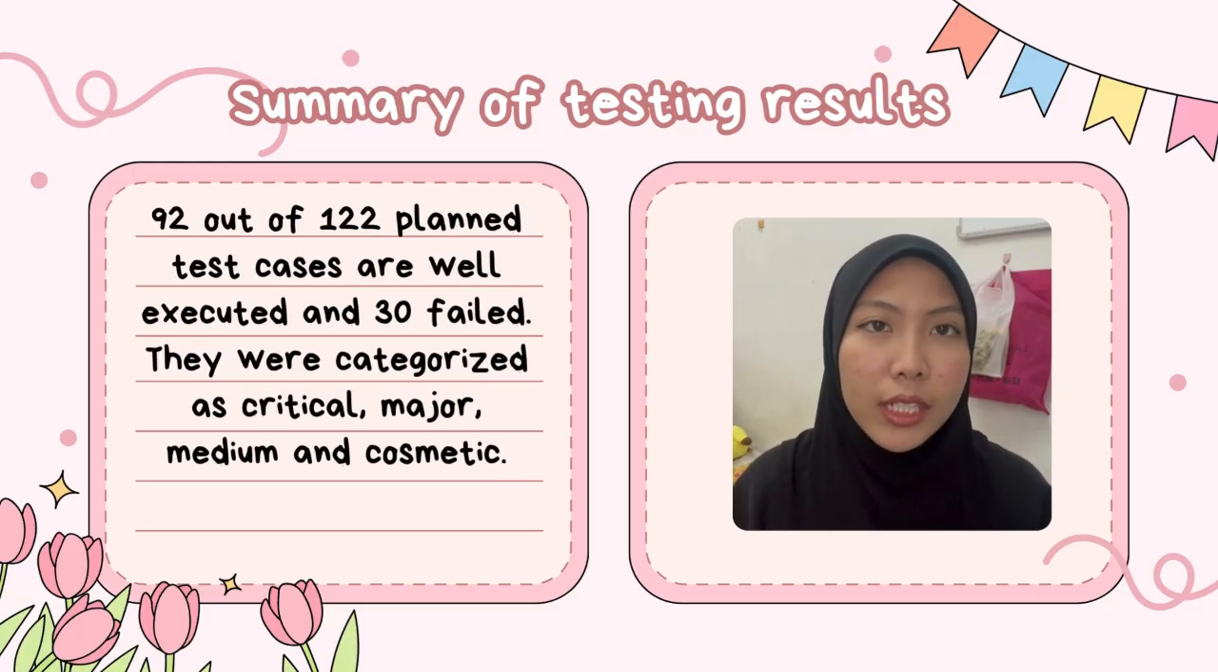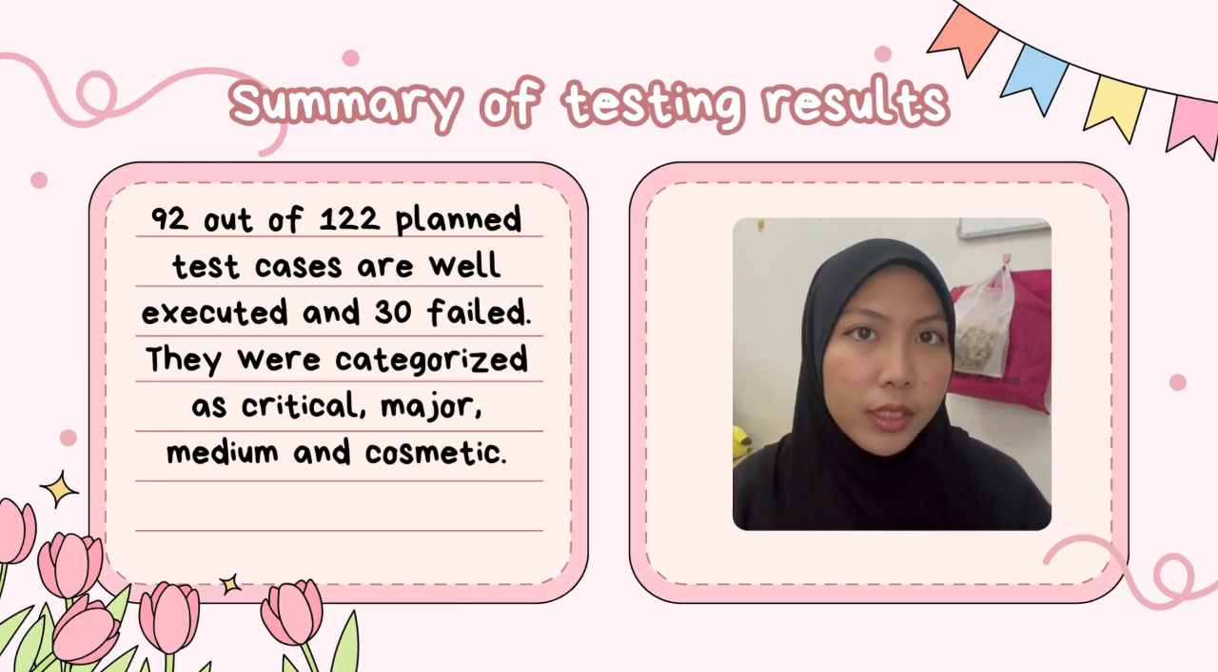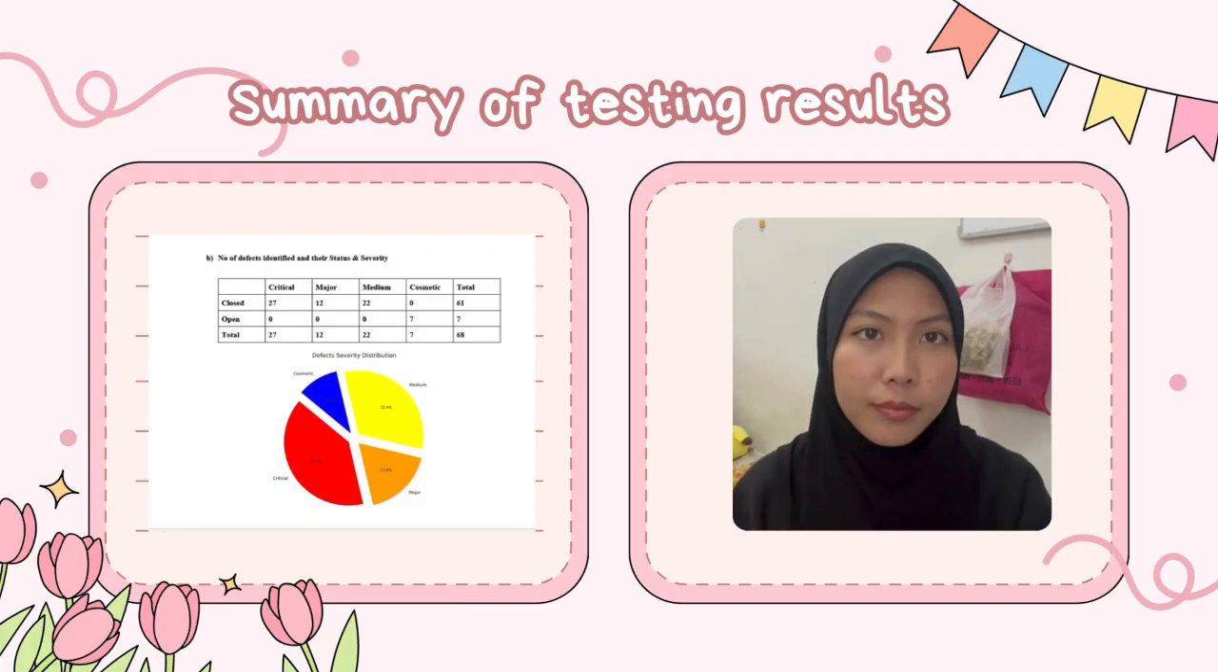92 out of 122 planned test cases were executed successfully. 30 failed. A total of 68 defects were identified, categorized as critical, major, medium, and cosmetic. 61 were resolved and 6 remain open. The defects were distributed across modules, with the registration form and admin reset password modules having the highest number of issues. This is the table of the number of defects identified from the project.